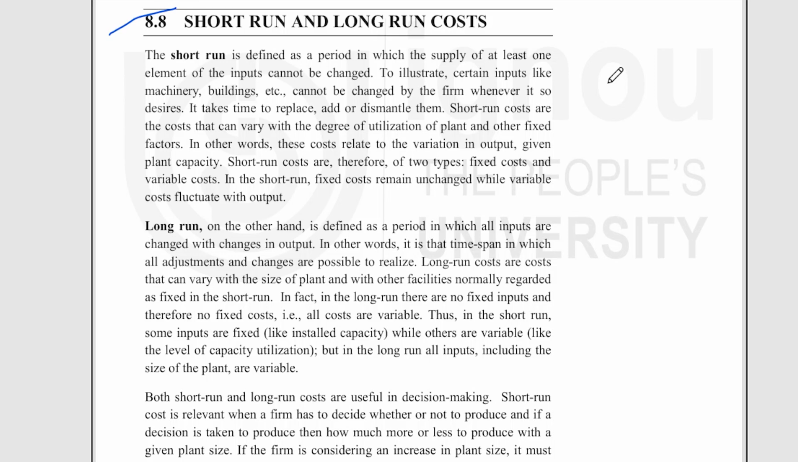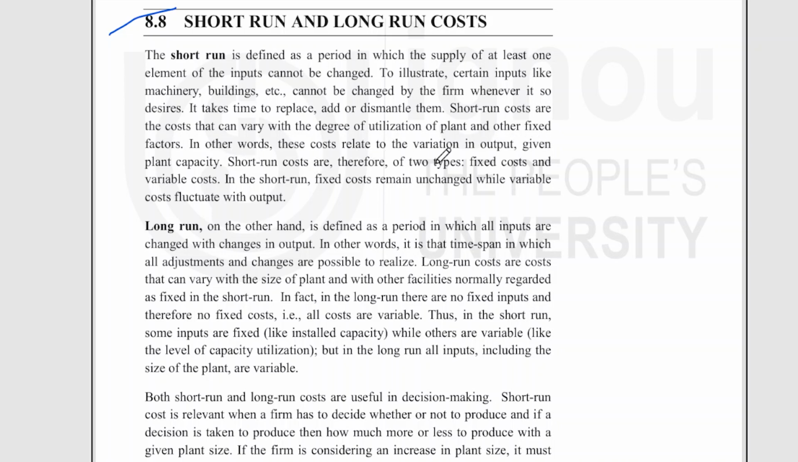The short run is defined as a period in which the supply of at least one element of the input cannot be changed. To illustrate, certain inputs like machinery, buildings, etc. cannot be changed by the firm whenever it so desires, and it takes time to replace, add or dismantle them. The short run costs are the costs that can vary with the degree of utilization of plant and other fixed factors. In other words, these costs relate to the variation in output given plant capacity.